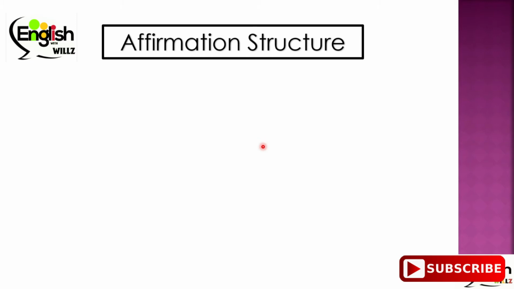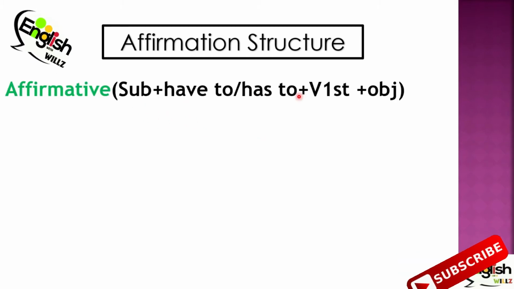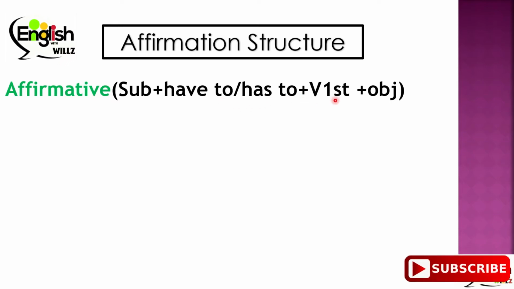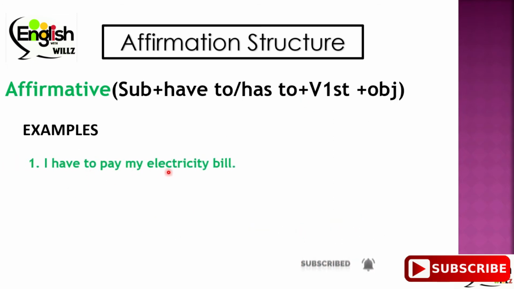So let's talk about the affirmative structure. The affirmative structure is subject, have to or has to. I have earlier cleared that where we use have to and has to. First form of the verb and object. For example, I have to pay my electricity bill.